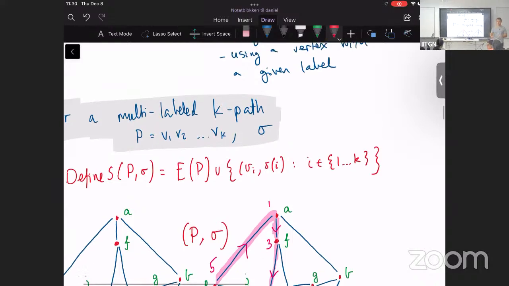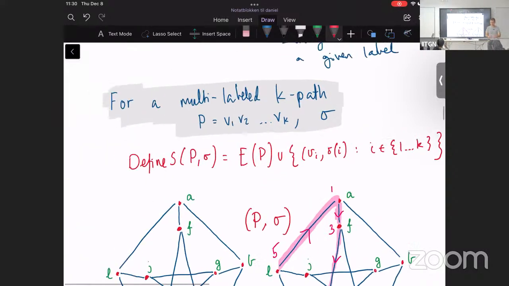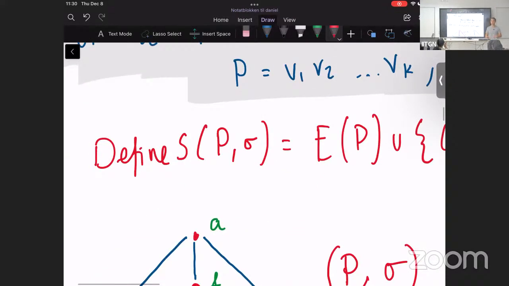It's a bijection between, okay, it's not really a bijection, it's an injection. This is what I mean. If I tell you S of P comma sigma, you can uniquely recover P and sigma. Given S of P sigma, you can uniquely recover P and sigma.